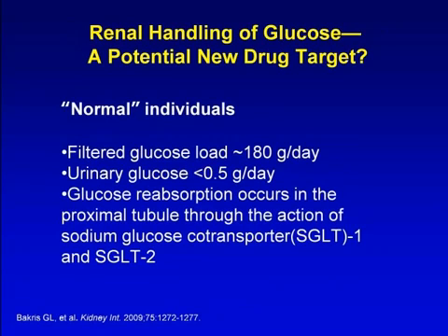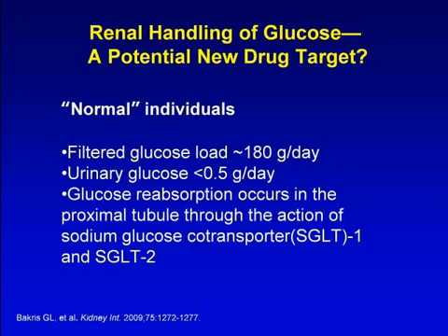Thank you, Dr. Fonseca. So, Cyrus, could you tell us a little bit about the physiology of renal handling of glucose and how that can be exploited to treat diabetes? Thank you, Dr. Fonseca. I will review a few slides on the renal handling of glucose and why this is so important as a potential drug target.